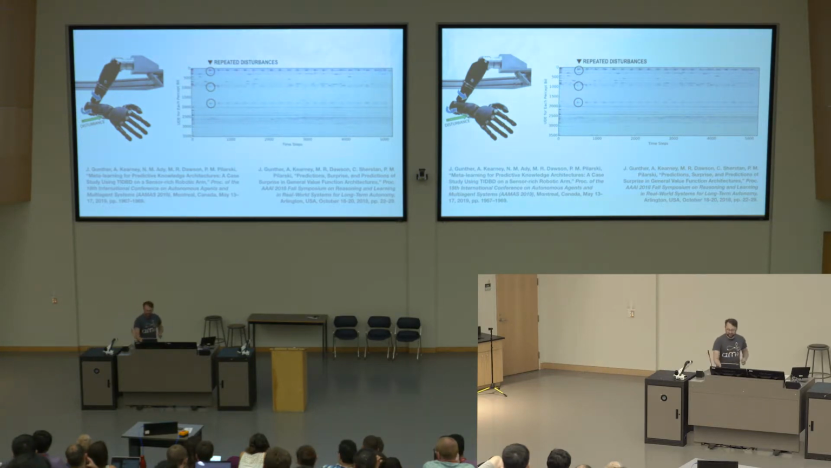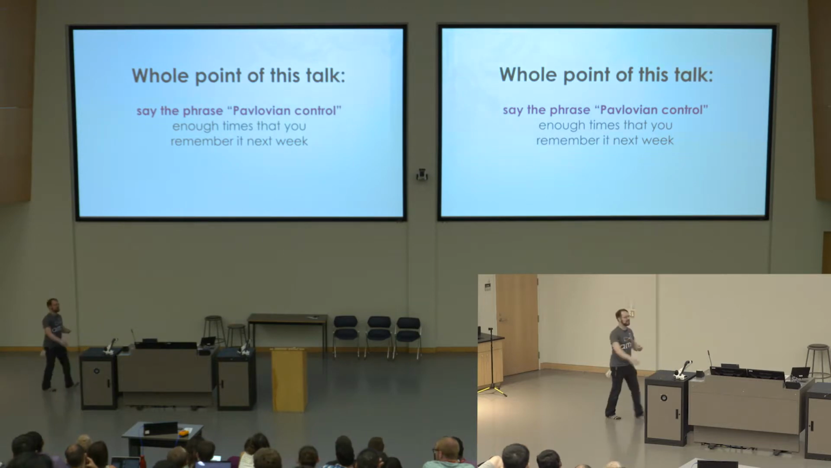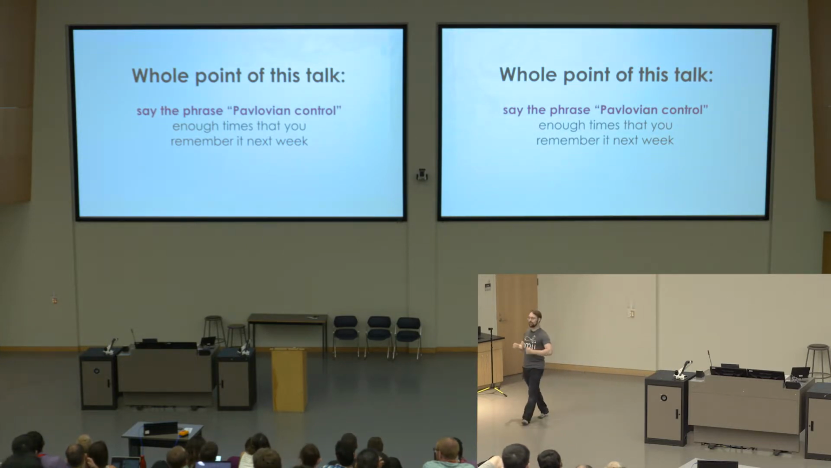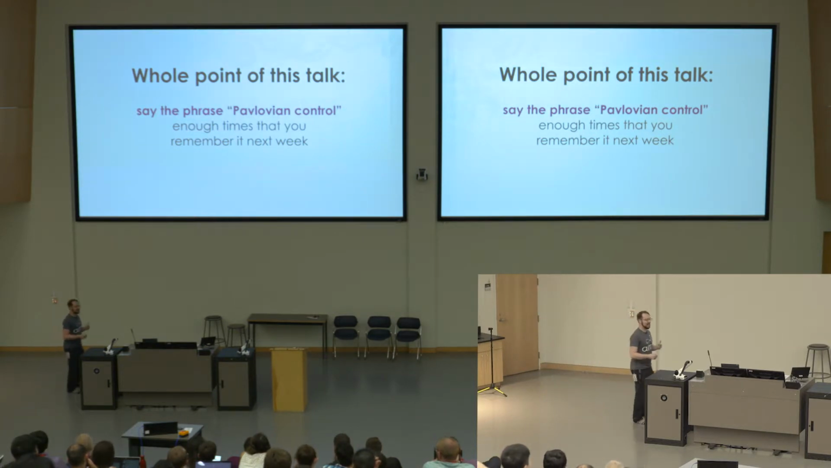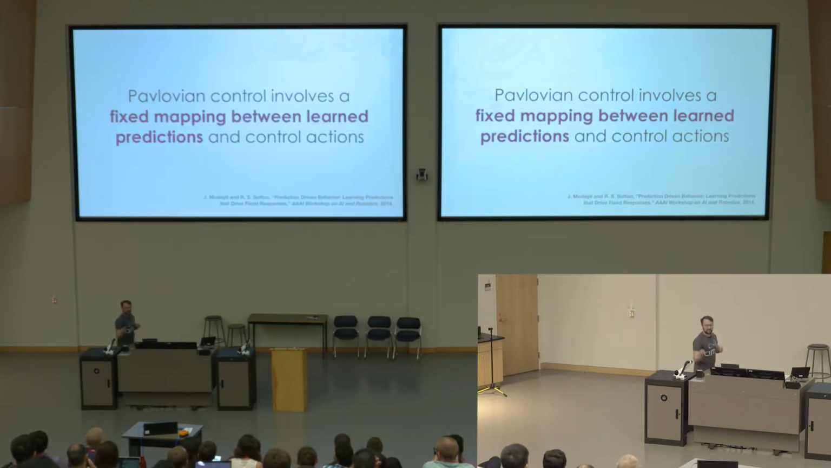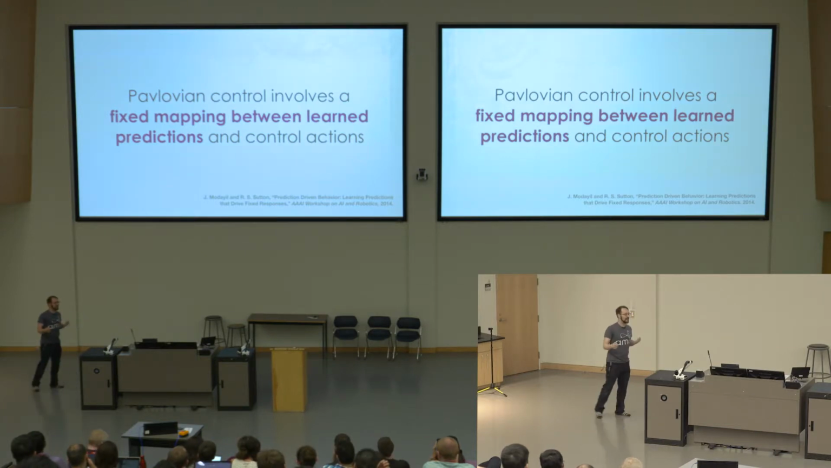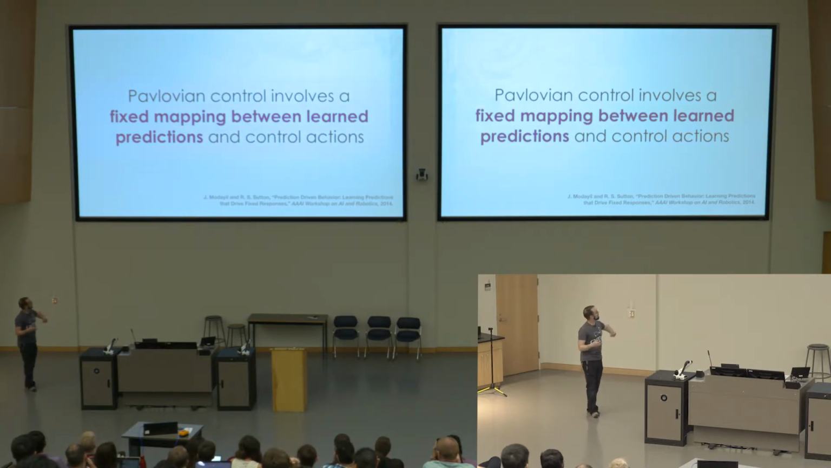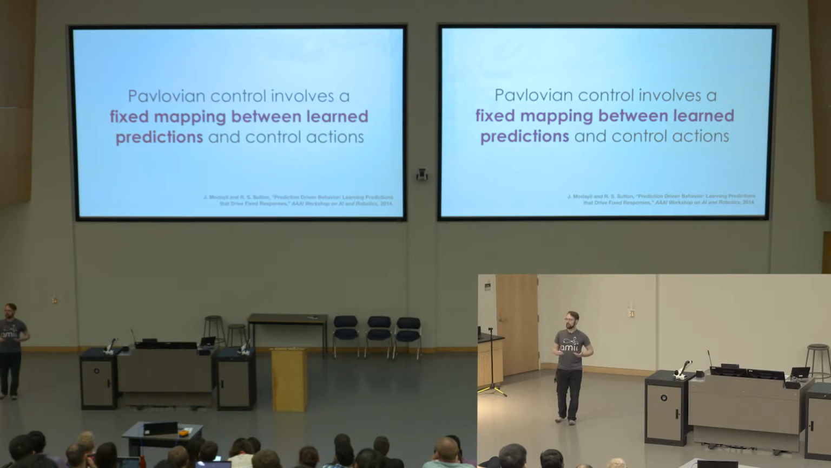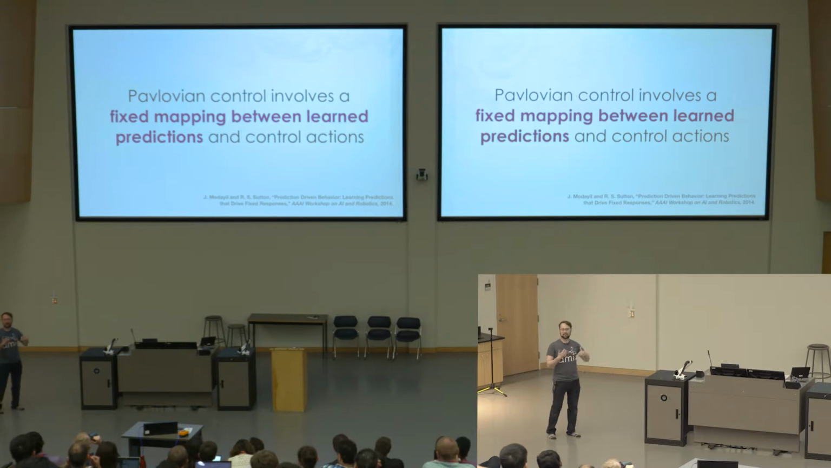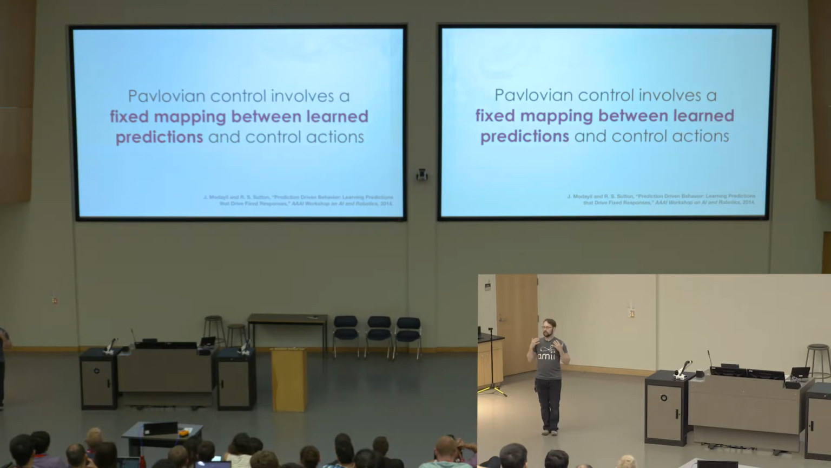Anyway, the answer, and this is going to get to the whole point of this talk, is that I hope to say the phrase Pavlovian control enough that you probably remember it next week. And by Pavlovian control, I really mean something very straightforward. It's not full control learning. Pavlovian control, nicely unpacked from the biological literature into the computational literature by Joseph and Rich, is a fixed mapping between learned predictions and fixed control actions.